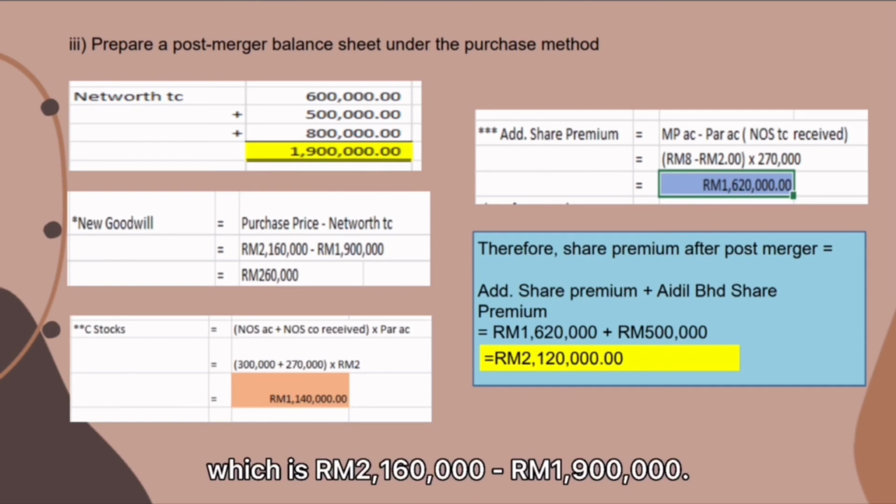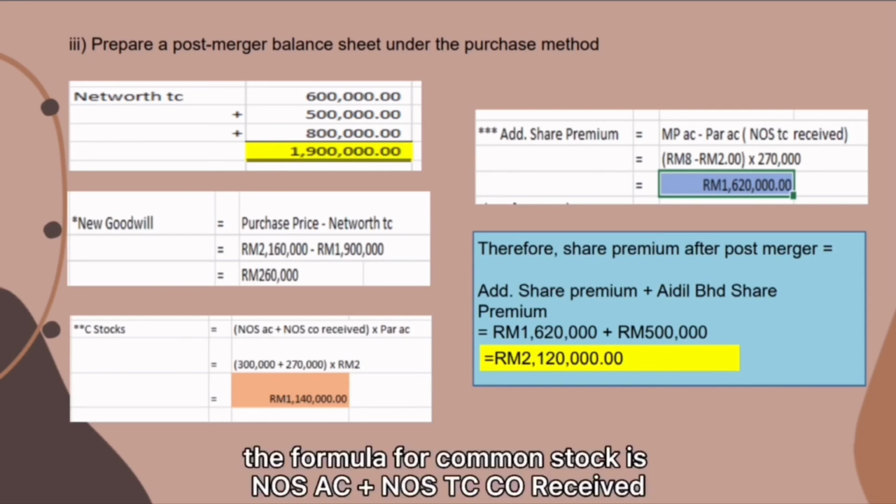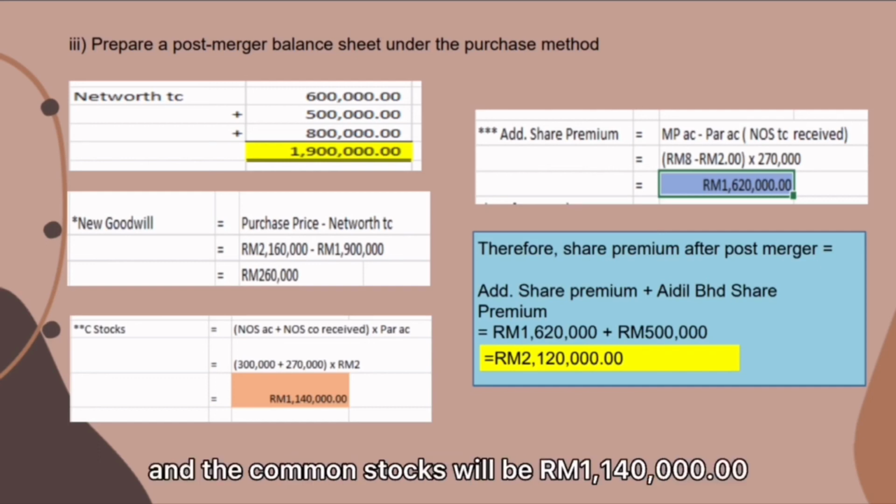Next, the formula for goodwill is purchase price minus net worth TC, which is 2,160,000 ringgit minus 1,900,000 ringgit. The answer should be 260,000 ringgit. After that, the formula for common stock is NOSAC plus NOSTC received multiplied by par value AC. The calculation is 300,000 ringgit plus 270,000 ringgit multiplied by 2 ringgit, and the common stock will be 1,140,000 ringgit.